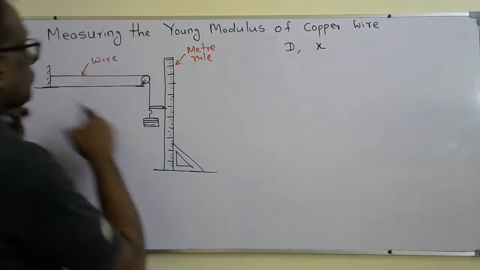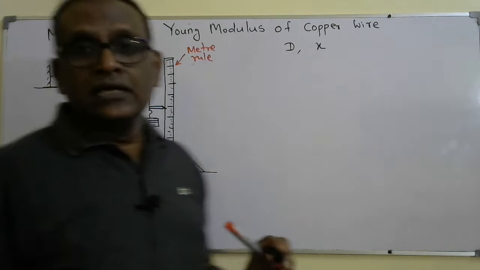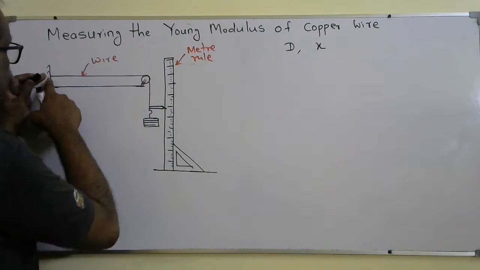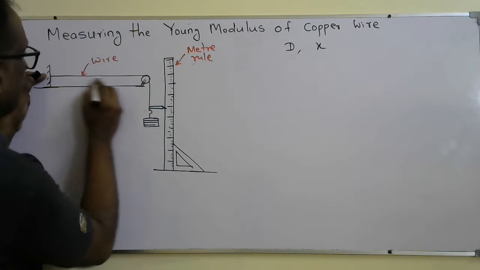Total length, normally we use 2 meter length. That's the total length, we use 2 meter. From here to here, up to the pointer, total length must be measured. That normally is 2 meter or 1.5 meter.